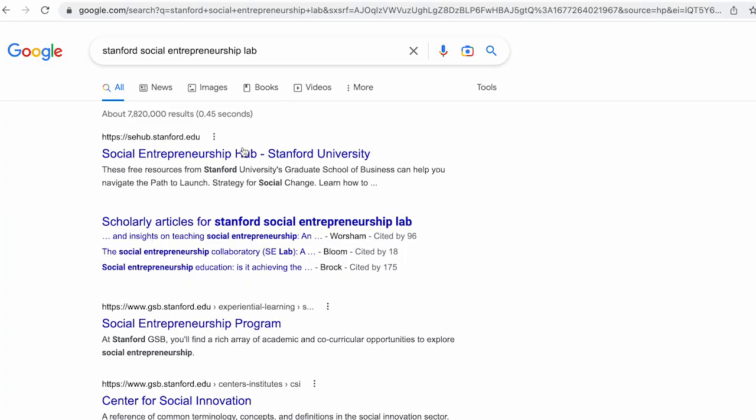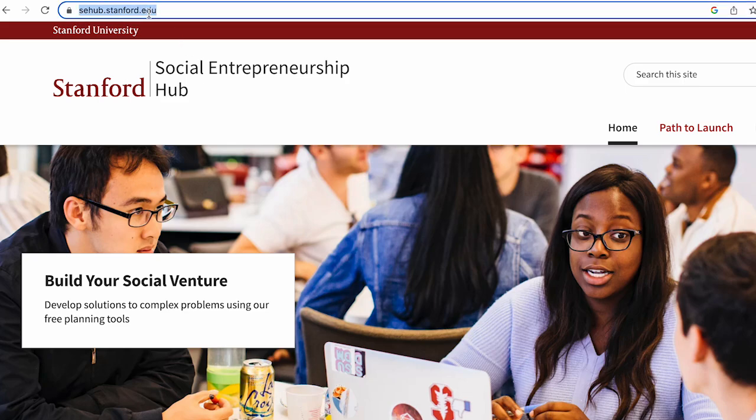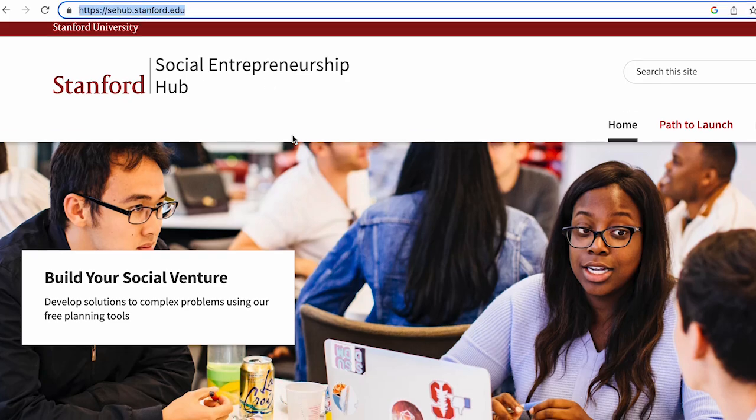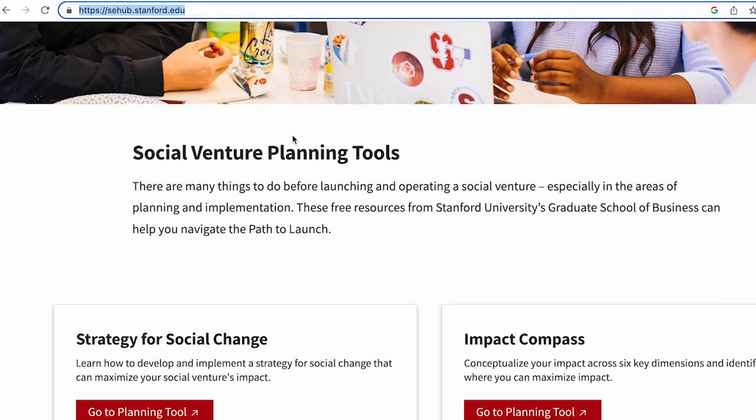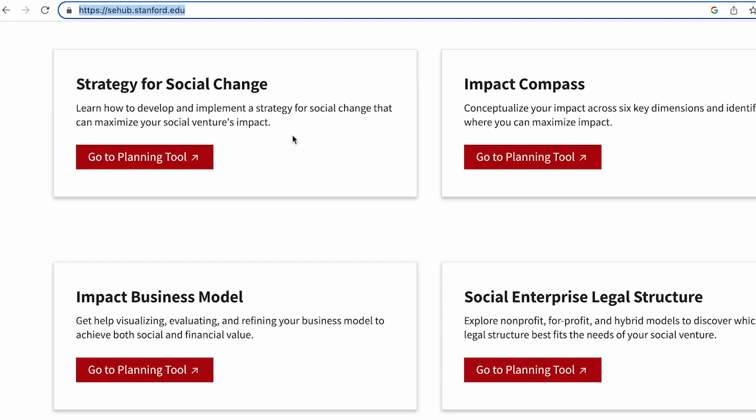Another university portal is the Social Entrepreneurship Hub, sehub.stanford.edu, that has a lot of really helpful guidance, videos, and templates to help you explore complex problems, develop solutions, and understand how to navigate the challenges of implementing those solutions. So these resources both contain information about the problem and about the solution. And there are a lot of sources of information out there.